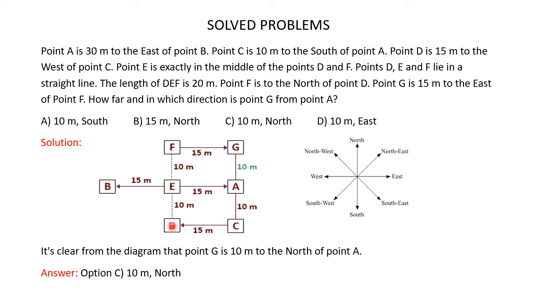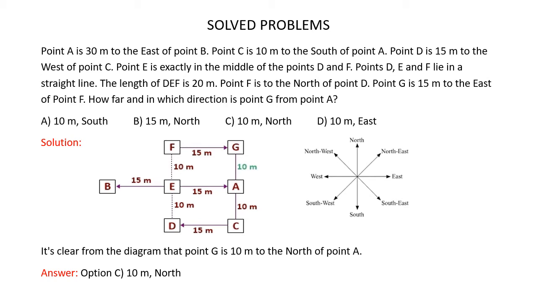Now it's given that point F is to the north of point D. Also, it's given that point E is exactly in the middle of points D and F. Also, points D, E and F lie in a straight line. Also, the length of DEF is given as 20 meters. Now, since E is in the middle of points D and F, DE is 10 meters and EF is 10 meters.